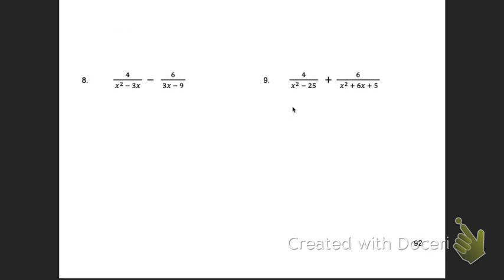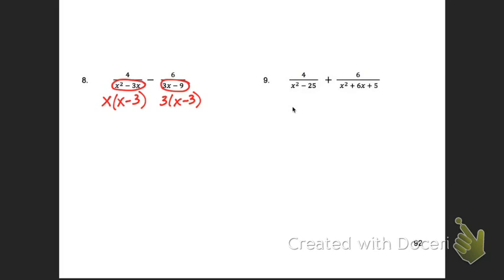Okay, number 8. Let's factor the two denominators. What would the left denominator be? X plus 3, x minus 3. Good. And what would the right denominator factor to be? 3x minus 3. Good.